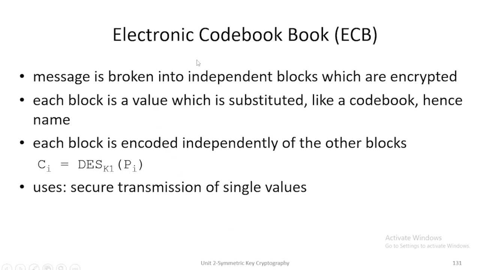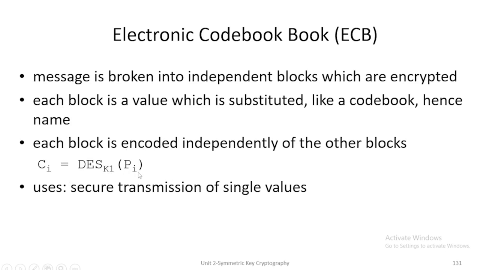The first technique is electronic codebook, ECB for short. In this method, a plaintext or a message is broken into independent blocks, and each block should contain an equal size of plaintext. For all the blocks, we implement a single key. So the same key is used for all the blocks.